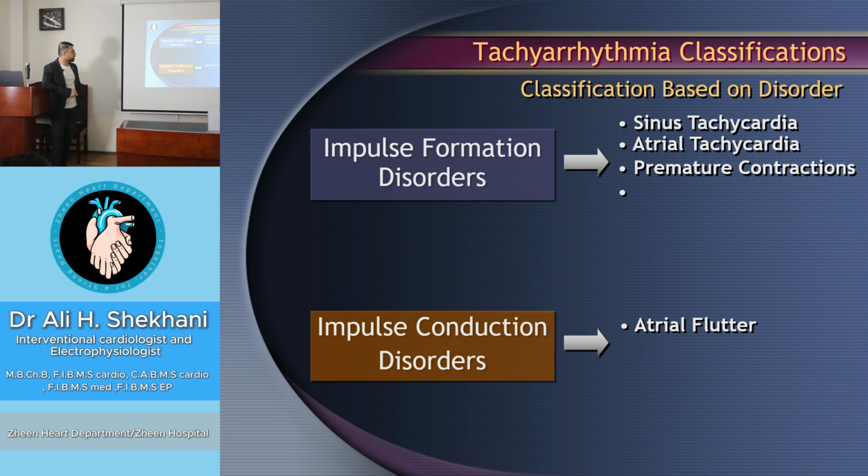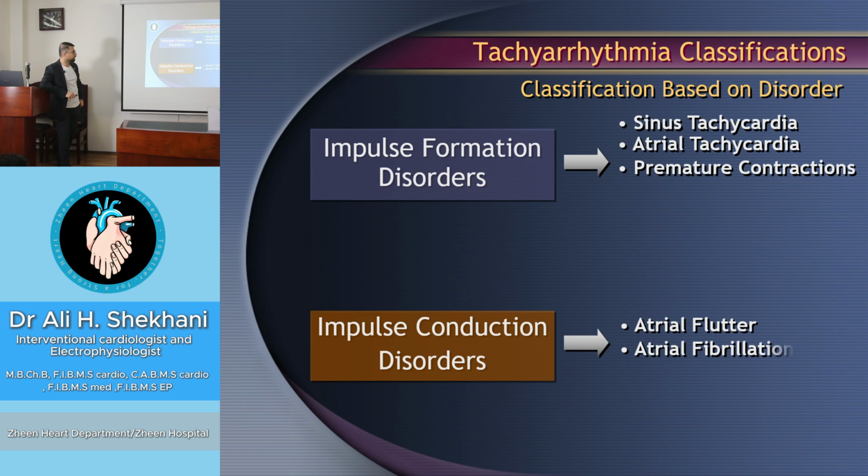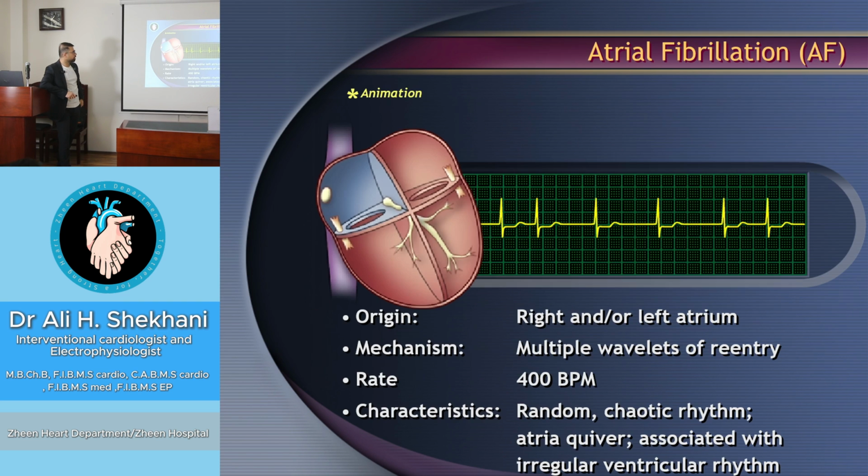And we have defect in the impulse conduction disorder, such as atrial flutter. These are flutter waves. I will discuss later on how to approach a patient with narrow complex. This is just rapid screening of the tachycardia, or maybe atrial fibrillation. In AFib, there is irregular RR interval, and there is no P wave. And it is also very common.